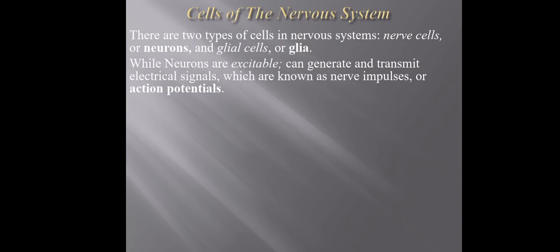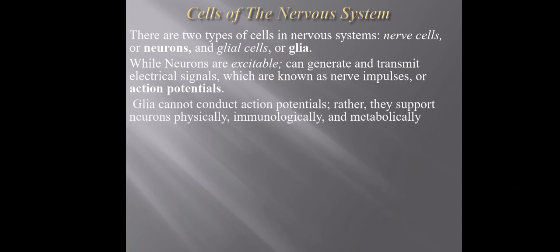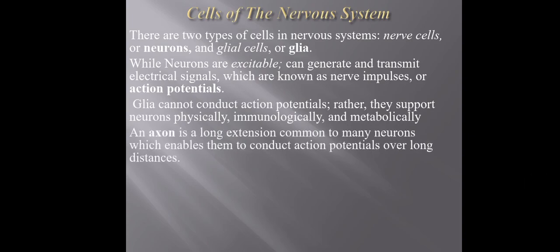glial cells or glia. Now, neurons are usually excitable, which means they can generate and transmit action potentials. Glia are not excitable. They cannot generate nor transmit action potentials. Their main function is to support neurons.